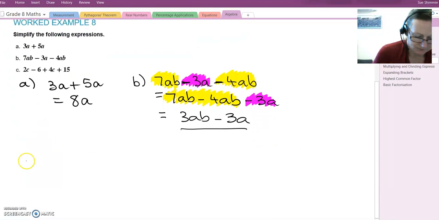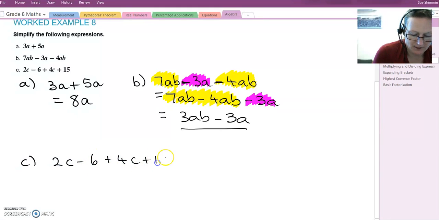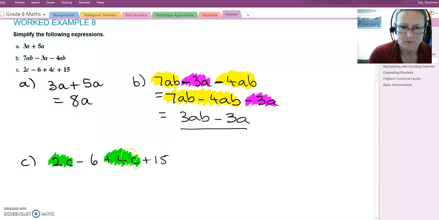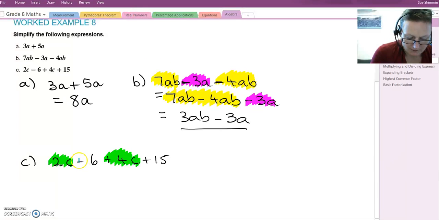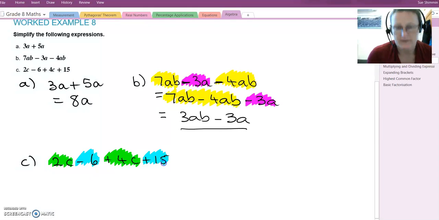Last example. 2c subtract 6 plus 4c plus 15. Let's highlight our like terms. So that's got a c in it, that's got a c in it. So they're like terms. And then that's got no pronumeral, just a number, and that's got no pronumeral, just a number.